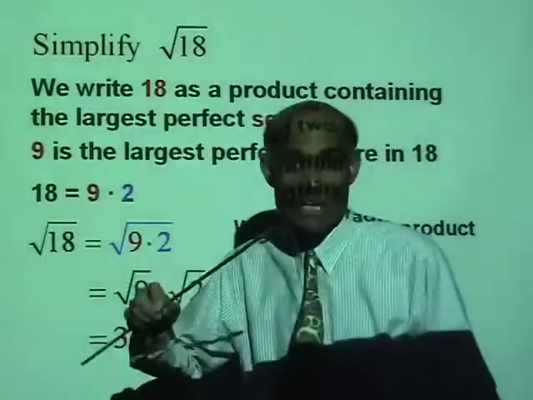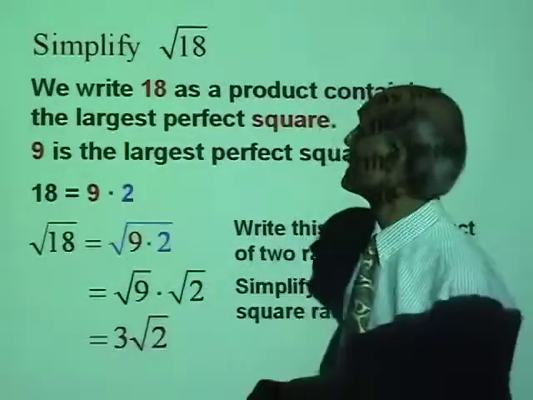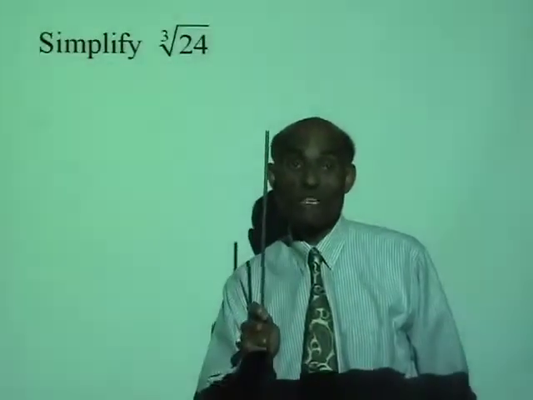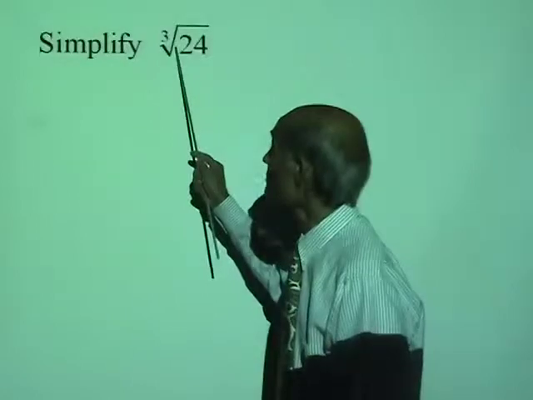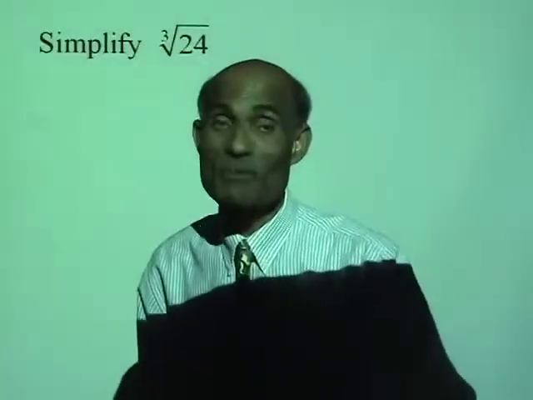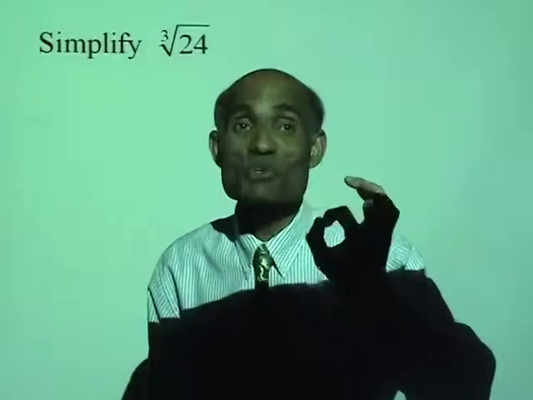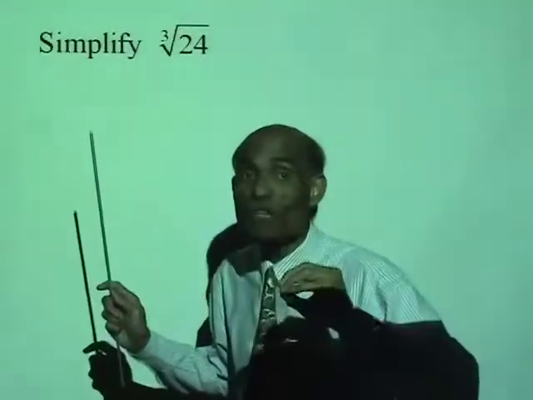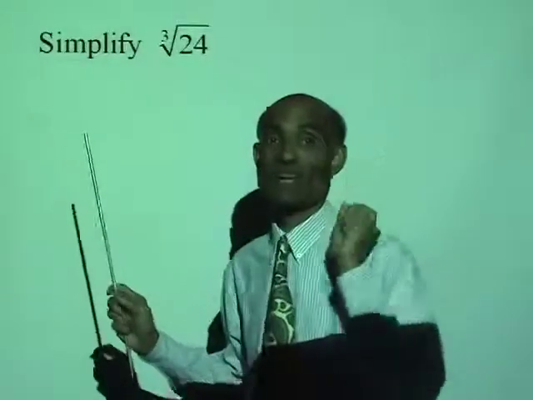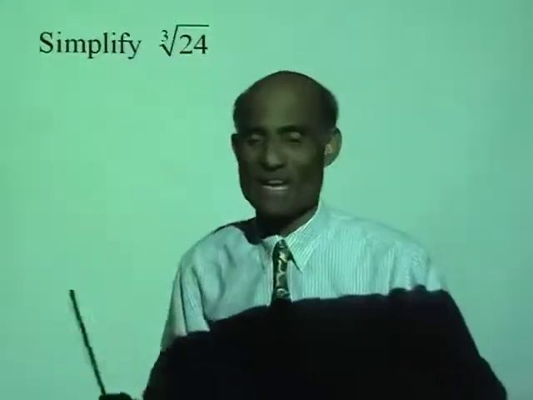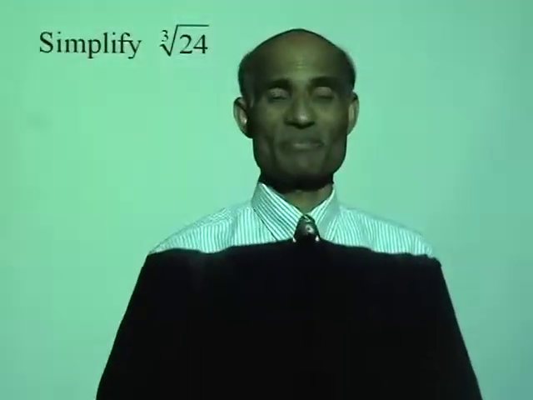Okay, I hope you're getting the hang of this. Let's do another one. You must look for the type of radical. Simplify cube root of 24. This time you are simplifying a cube root. That means you must be looking for perfect cubes. Tell me, what is the largest perfect cube in 24?